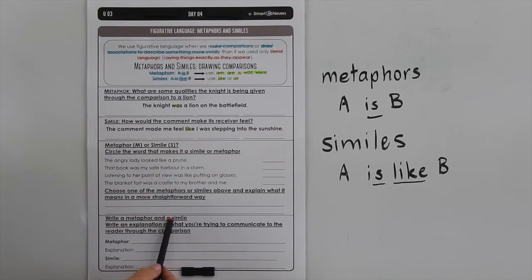Write a metaphor and a simile and write an explanation of what you're trying to communicate to the reader through the comparison. So you could use an example of one that you've read in a book or you've used in a story and then give the explanation after.